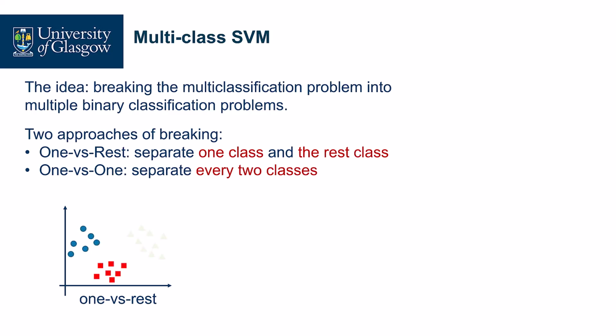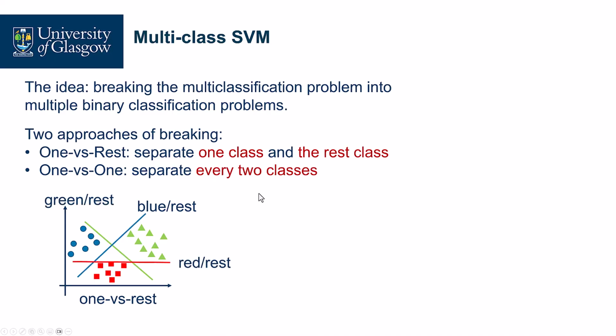For one versus rest, we have three classes now, right? First, we separate one class from the rest. I first do this: the blue class and the rest of them. What the rest is composed of, I don't care, right? Blue versus rest. Then I do the other one, green versus rest. Then I can do red versus rest, right? In this way, I get three SVMs. With each one, we separate a single class from the others.